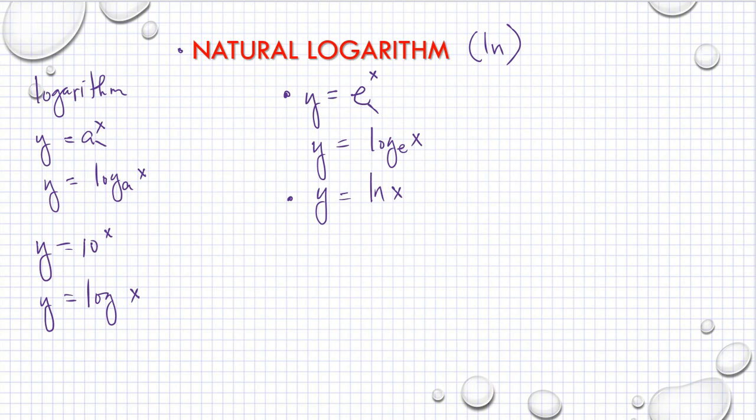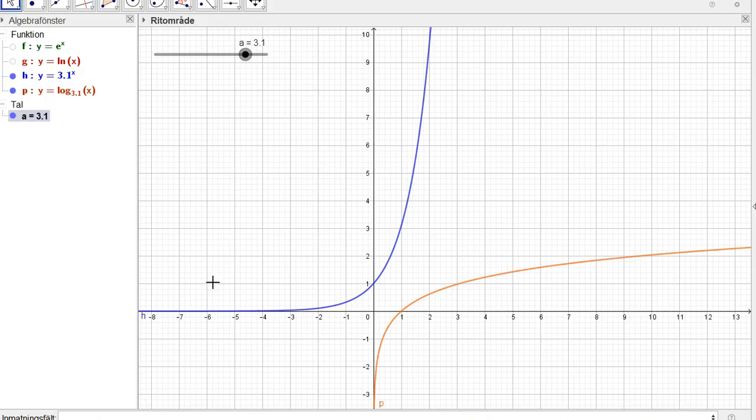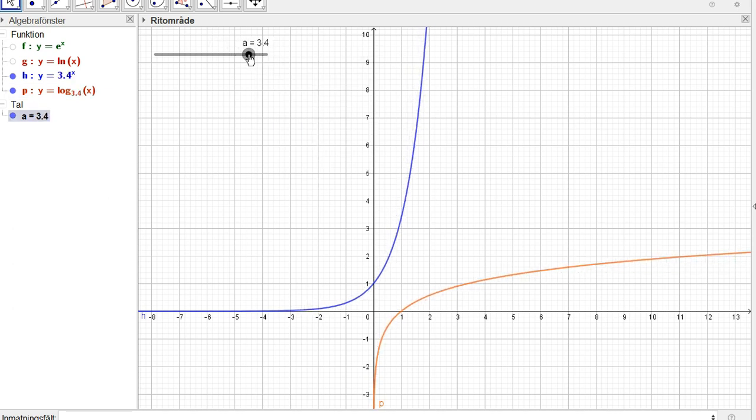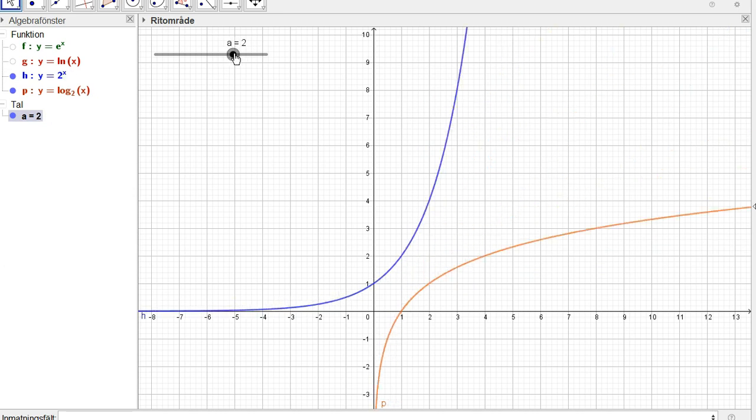Okay, with that in mind, I am going to show you the graph of an exponential function. As you can see here, the blue one is y is equal to 3.1 raised to x, and the inverse, the orange one, is logarithm of x with the base 3.1. They are inverse or mirror of each other, like what we did before.